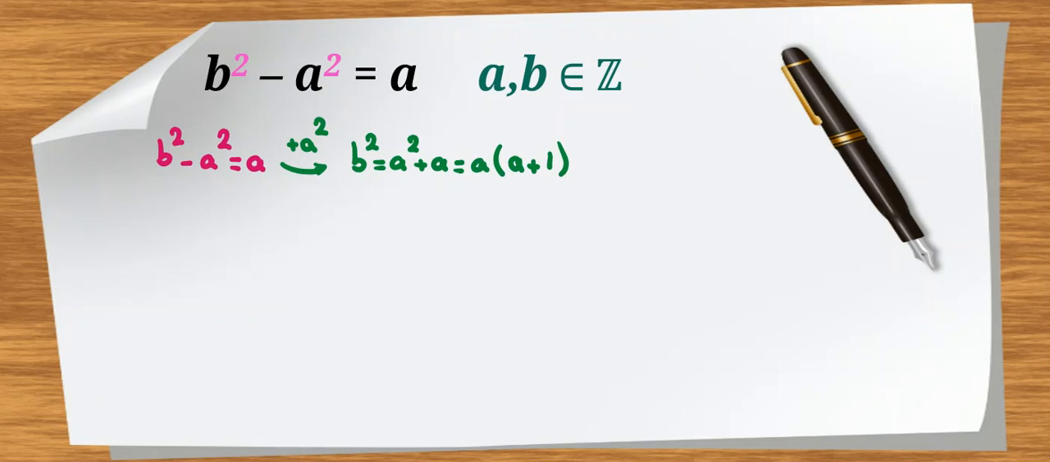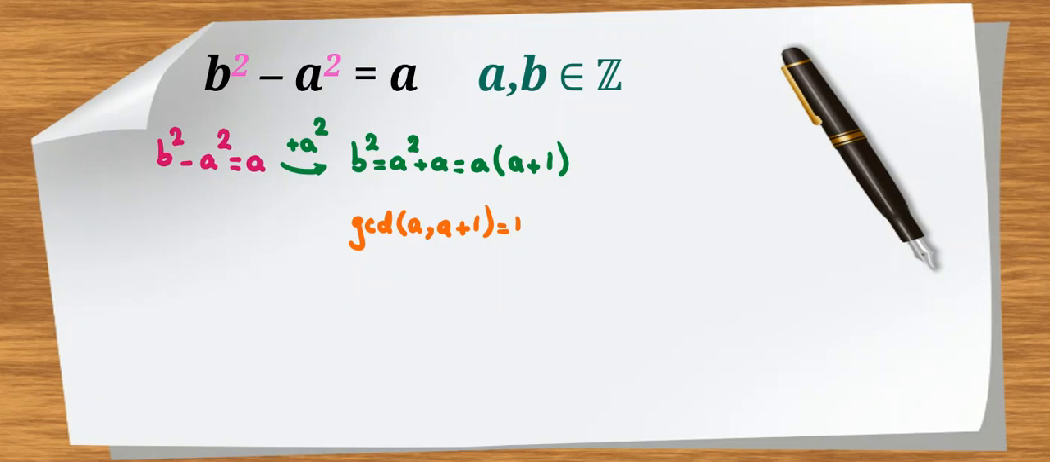Now, what can we conclude from here? It is a perfect square, and it is the product of two consecutive numbers, a and a plus 1. Their GCD, their greatest common divisor, is 1. They are relatively prime, meaning a and a plus 1 don't have any common factors. So if the product of two relatively prime numbers equals a perfect square, we can conclude each of them should be a perfect square.